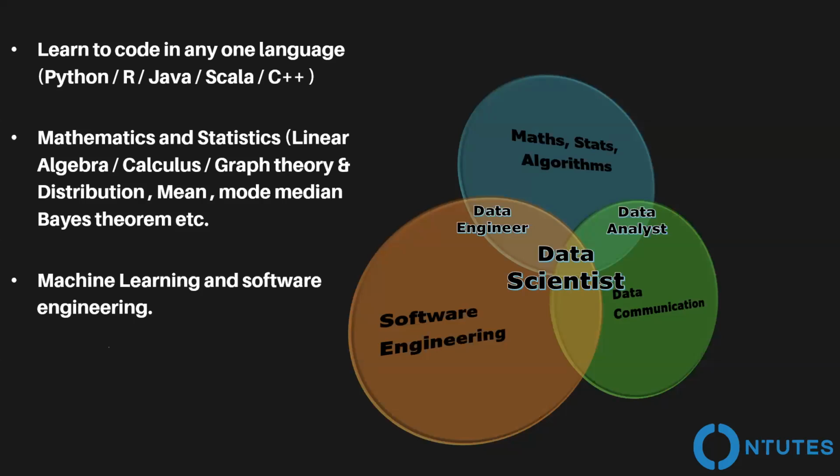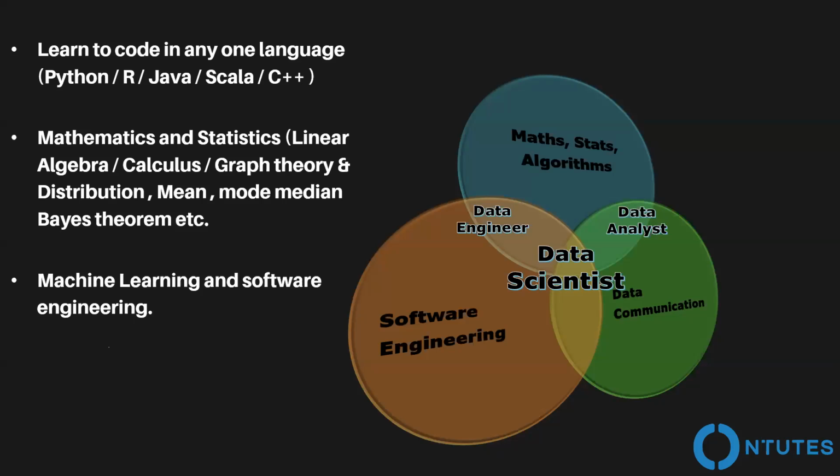And in terms of mathematics, we need linear algebra, calculus, graph theory, then distribution of the data, which could be mean, mode, median. Then comes probability, which is Bayes theorem, conditional probability, and many other topics of probability. So that is from the mathematics and statistics point of view.